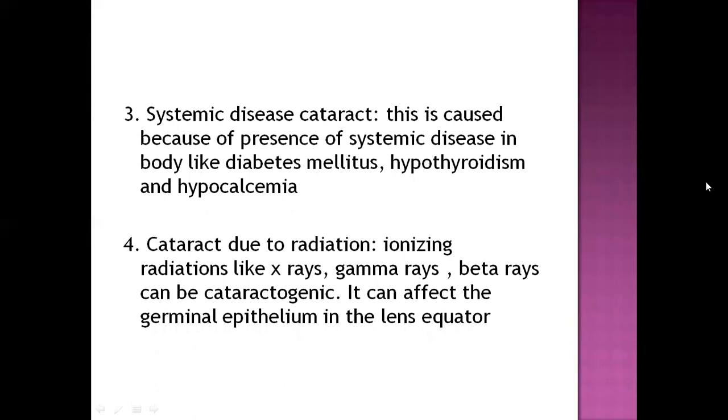Next is cataract due to radiation. Cataract can also be caused by ionizing radiation like X-rays, gamma rays, and beta rays, which can be cataractogenic and cause cataract. It causes cataract by affecting the germinal epithelium, the growing epithelium, in the lens equator.